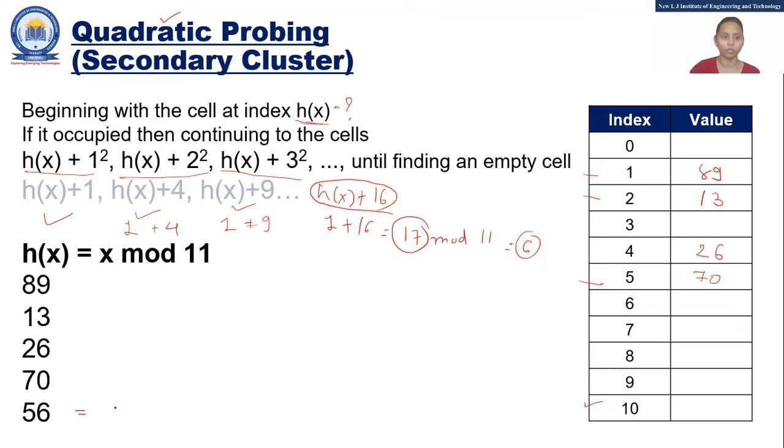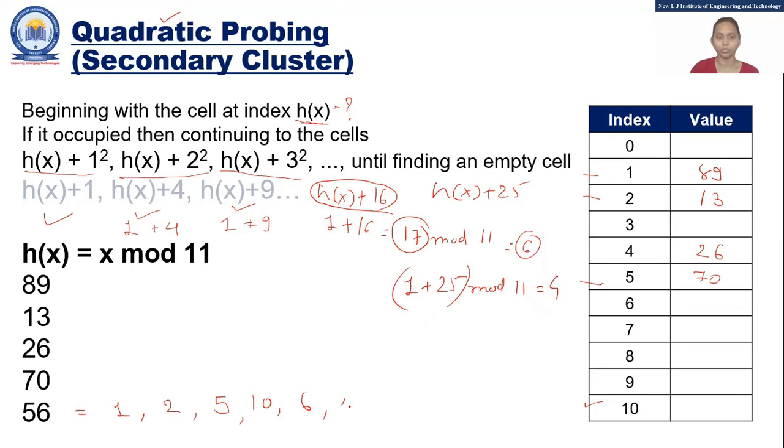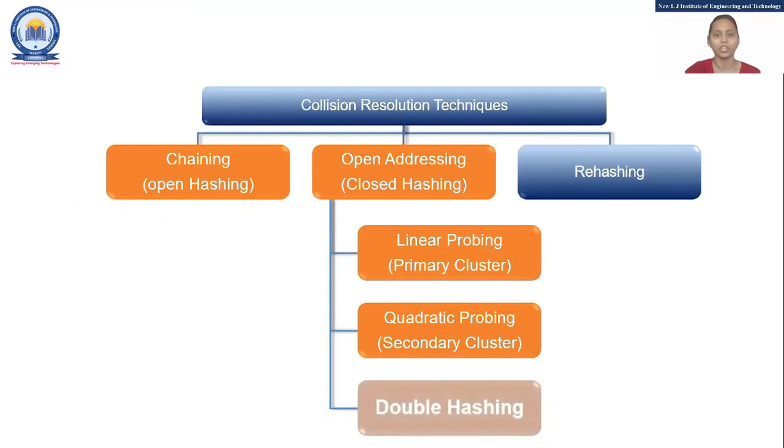If you want to write all the combinations here, 1, then after 2, then after 5, then after 10, and then after 6. Okay? 25, then 1 plus 25 mod 11 is what? 26 mod 11 is what? 4. Yes. So next value is. Likewise, you can check until we find the empty space. Is this fine?